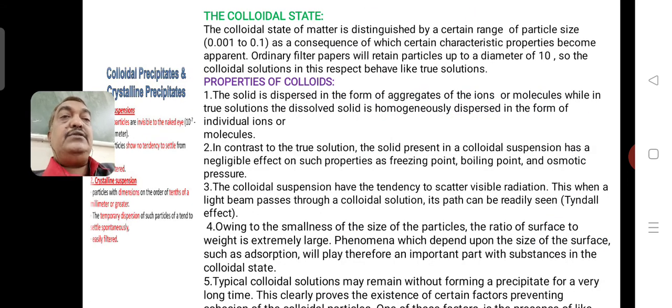Now, the colloidal state. As I have already told you, the colloidal state is one in which the particles are neither a true solution nor a precipitate. Here the particle size is between 10 to the power minus 4 and 10 to the power minus 7. That is the range for colloidal particles, and it is not suitable for our precipitation.